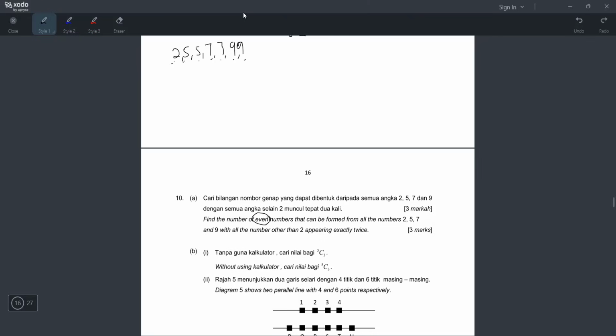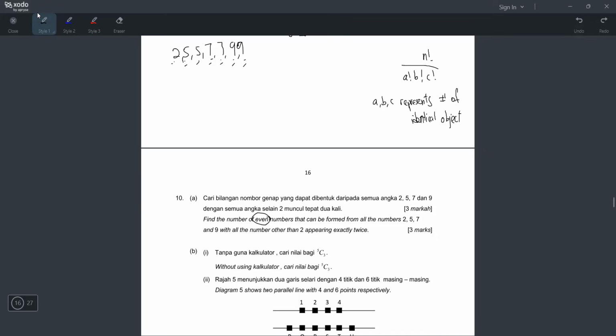But if you look at this, there are some repeating numbers. It means there's some identical object. And if there's identical object, we will use this formula: n factorial divided by a factorial, b factorial, c factorial, where a, b, and c represent the number of identical objects. What is identical? Identical means the same, right? If there's identical object, the number of permutations, or the number of ways to arrange, you have to use this formula, right?